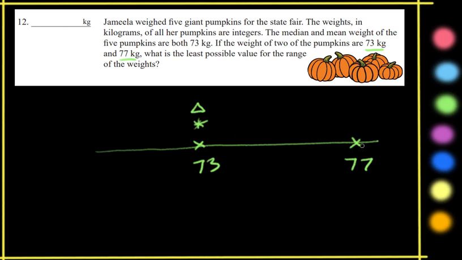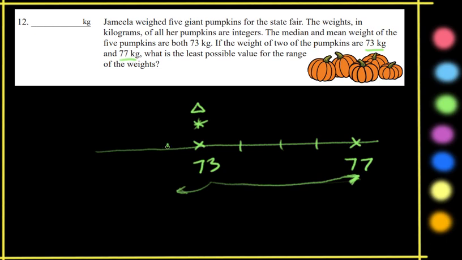So right now, just from these 2 pumpkins, we already have a range of 4. We'd like to keep it from expanding as much as possible. But we know we're going to have some pumpkins that are lighter than 73 in order to bring the mean down to 73. The 77 is bumping up the sum of our pumpkins by 4 compared to the mean. And so we're going to have some other pumpkins that go down. We're going to need to have them down below 73 by at least 4 in total.